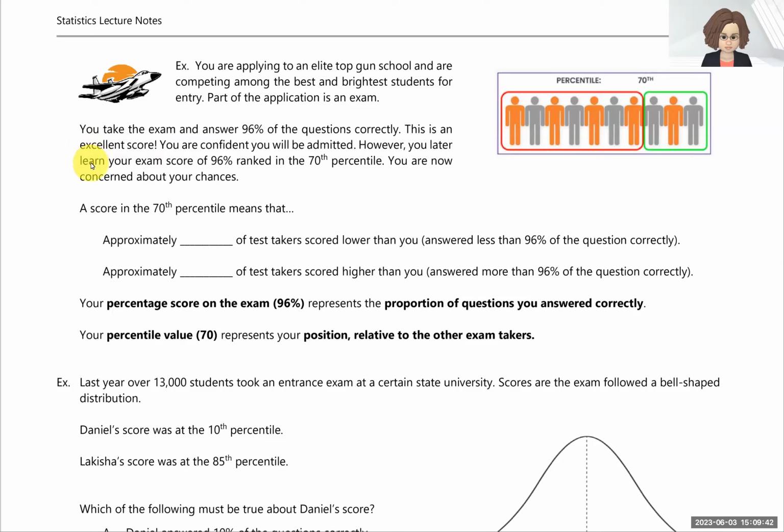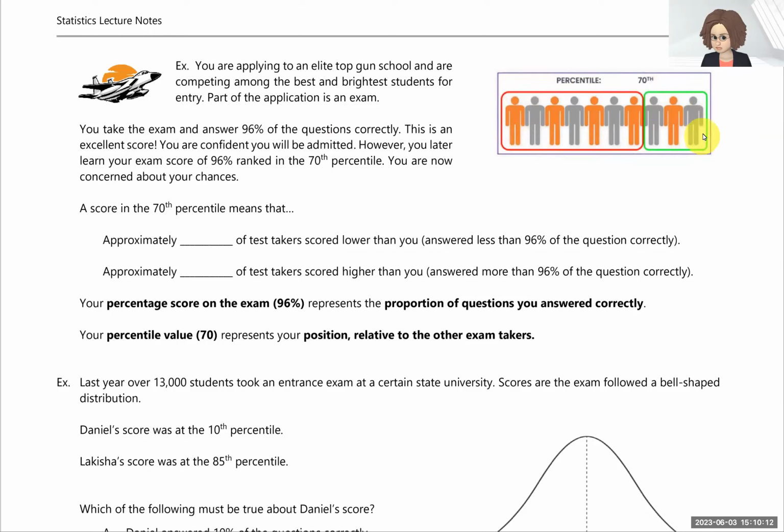However, you later learn that your exam score of 96% ranked in the 70th percentile, and so now you're a bit concerned about your chances of getting in. So let's see if we can visualize here what that percentile is telling you about your relative standing compared to other test takers. All right, so just a small visual here with just 10 people. Generally with percentiles, we're looking at large data sets, but this is a nice little visual.